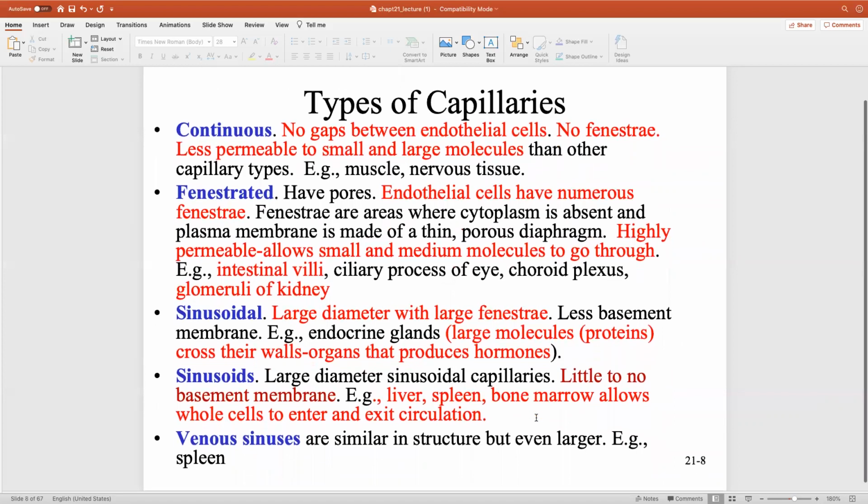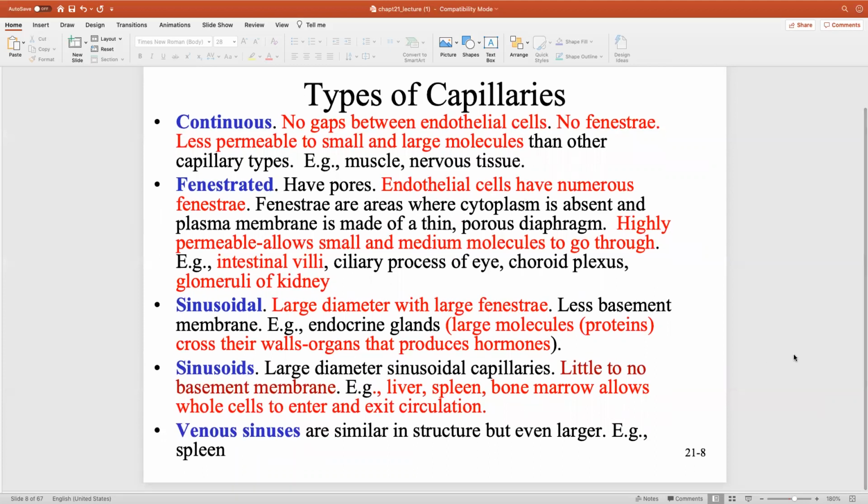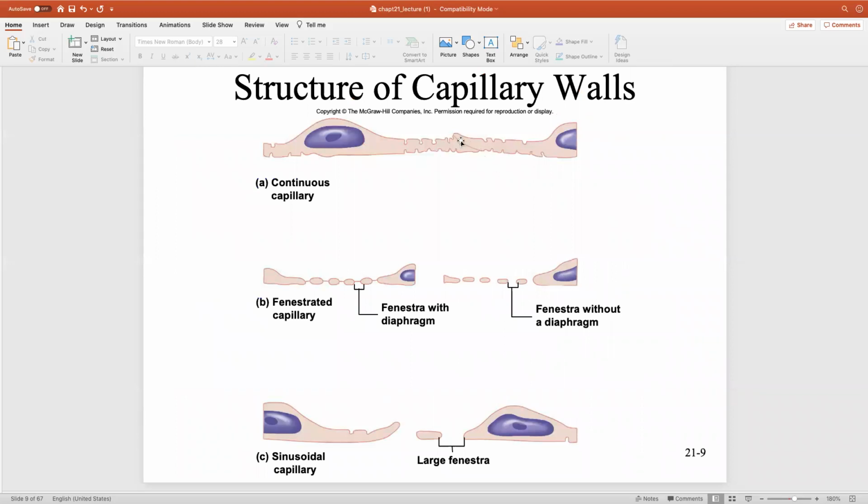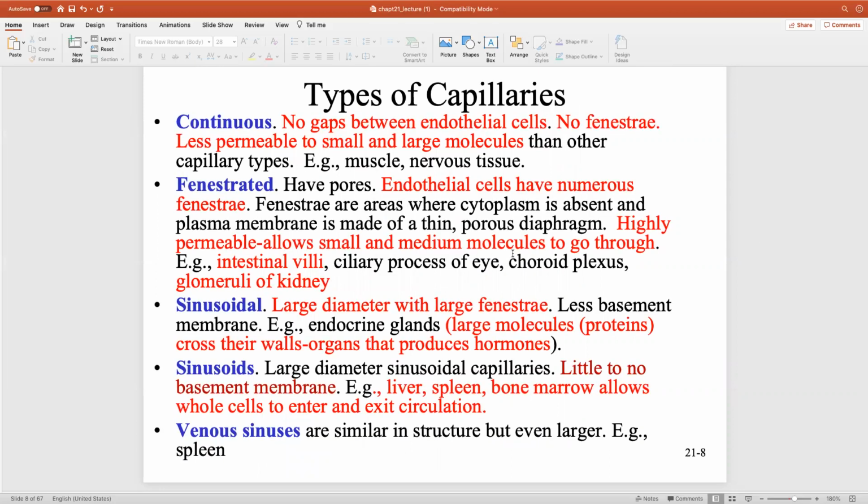All right, types of capillaries. You do need to know this. Notice how red everything is here. So continuous capillaries are capillaries that have virtually no gaps right here. So you have the simple squamous epithelial cell, the endothelial cells right here, and there are no gaps found in the cell, no gaps between the cells. It's continuous. Usually there are tight junctions found between the cells, so then you limit the amount of even water that can get through.